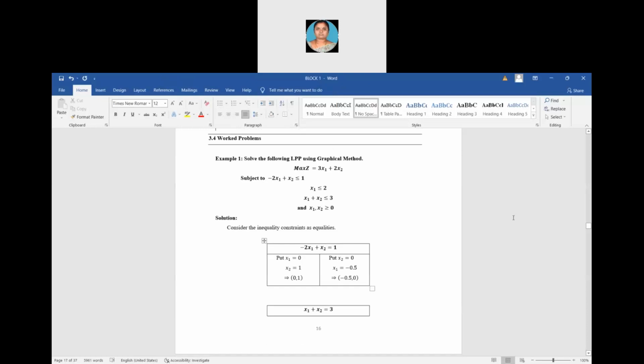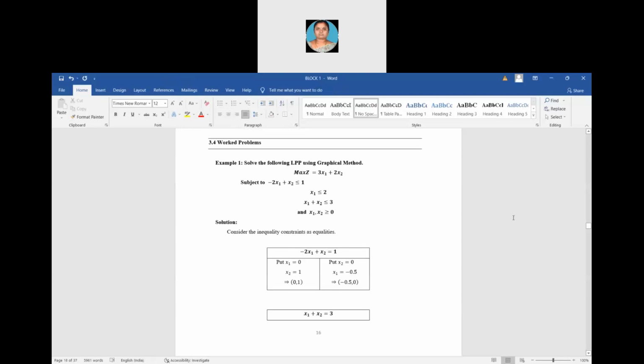Now we can see the worked out examples. What they have given you here: solve the following linear programming problem using the graphical method. How can we solve this using the graphical method? That we are going to see now.